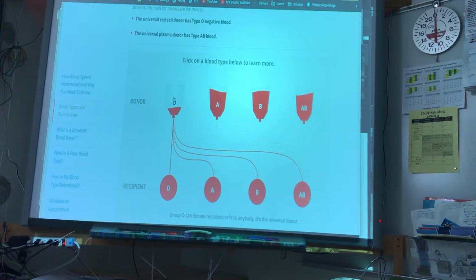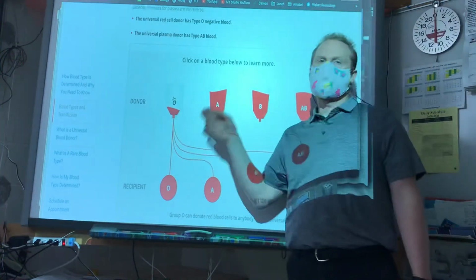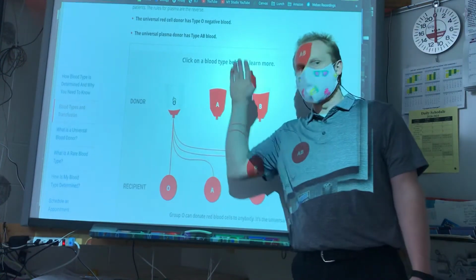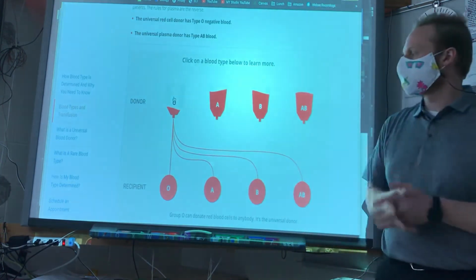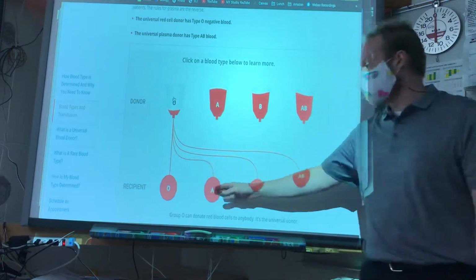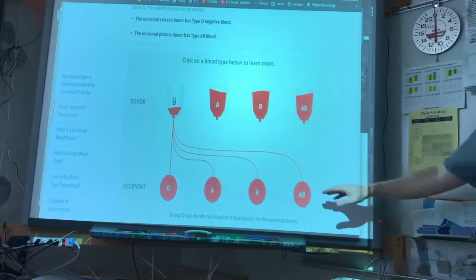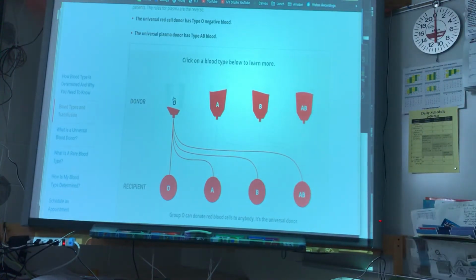So if you're blood type O, you don't have anything that anybody is gonna clot with. So if you are O, you can give to A, you can give to O, you can give to B, and you can give to AB. You're called a universal donor. Okay?